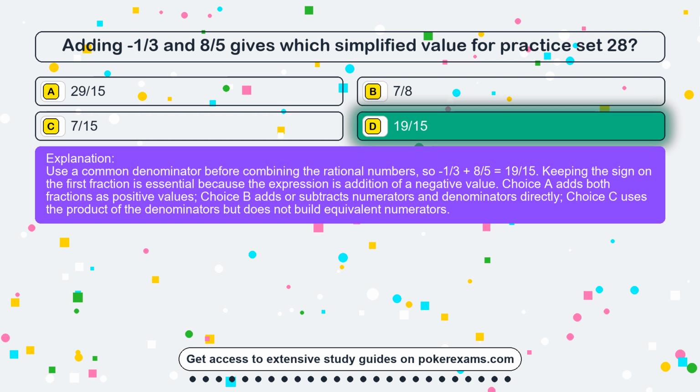Keeping the sign on the first fraction is essential because the expression is addition of a negative value. Choice A adds both fractions as positive values, choice B adds or subtracts numerators and denominators directly, choice C uses the product of the denominators but does not build equivalent numerators.